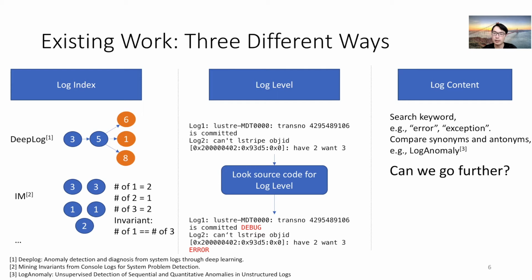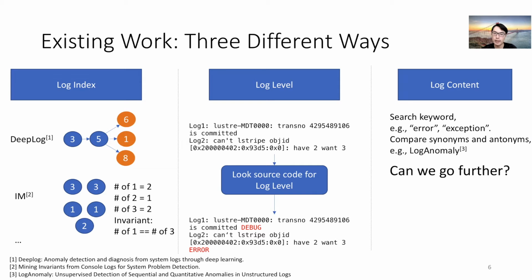Another way to detect anomalies is by checking the log level. For example, we have 2 logs here. For some systems, the logs contain their log levels. If not, we can look at the source code for their log levels. And we can see log 1 is debug, log 2 is error. The error log shows that there is an anomaly.